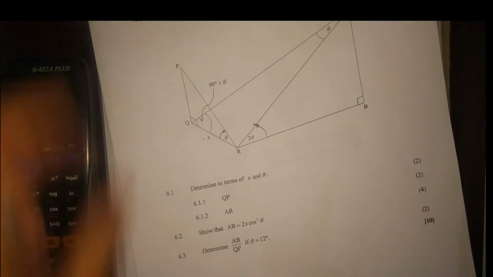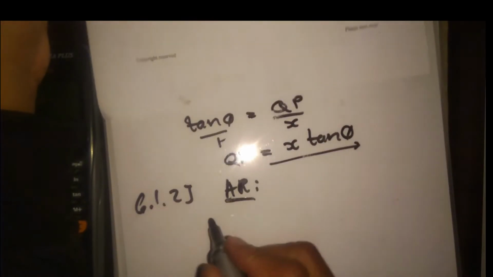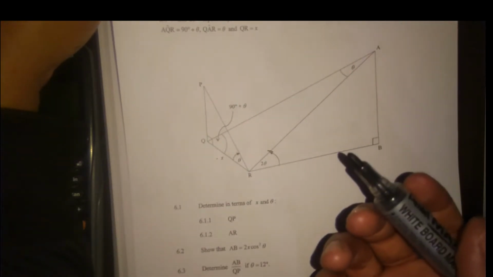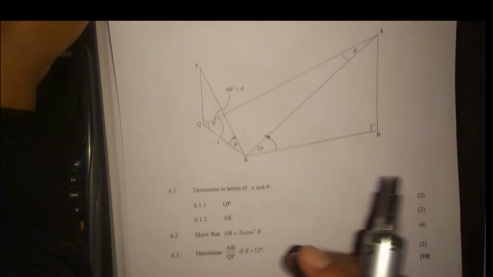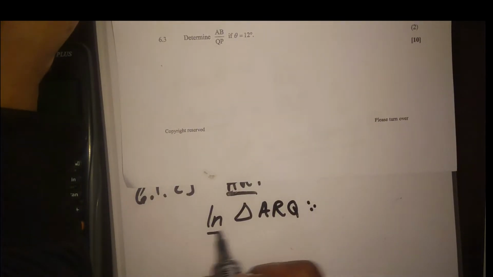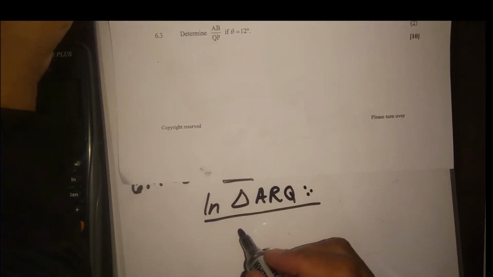So sizoti in triangle ARQ, in triangle ARQ, it's the sine rule. So what is the calculation for AR? It's gonna be equal to AR divided by the sine of its opposite angle. AR opposite angle yakhona ubani?